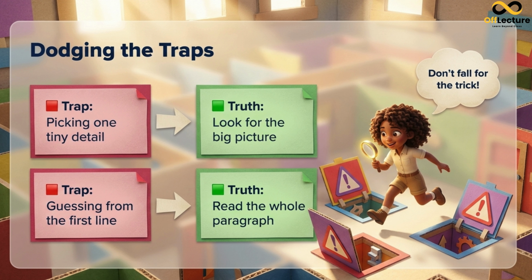Dodging the traps. Watch out. Two sneaky traps catch many readers. Trap 1. Picking a tiny detail and calling it the main idea. Truth. Look for the big picture. Trap 2. Guessing from only the first line. Truth. Read the whole paragraph before deciding. Don't fall for the trick. Always read completely through first.